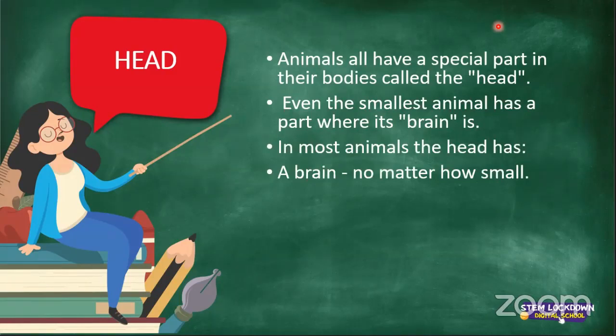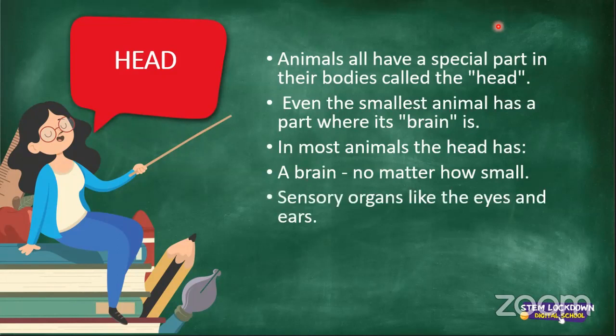Most animals have a head with a brain, no matter how small. In the head, we also have sensory organs like the eyes and the ears. Usually animals' sensory organs are much better developed than ours. You'll notice that your dog can hear a lot of things even before you hear anything.